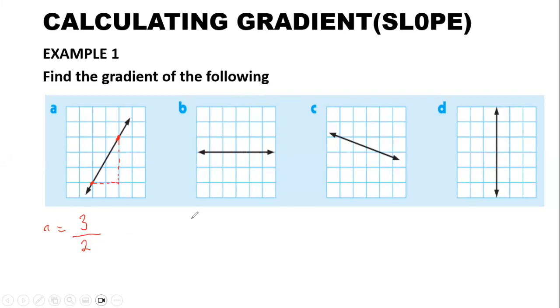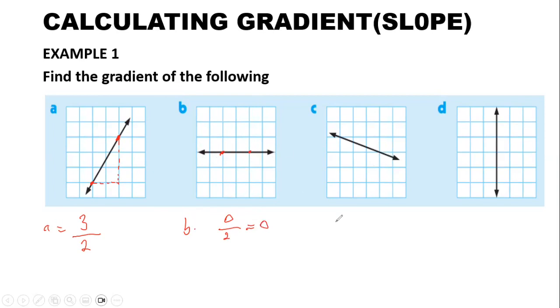Now let's look at B. For B, it's a horizontal line. So it means that rise is 0 all over the run. The run we can take from any point on the line to another, but you see 0 divided by any number is 0. So it tells us that if we even take from here to here, so 1, 2, over 2, the answer is 0. So it tells us that the gradient of this line is 0.